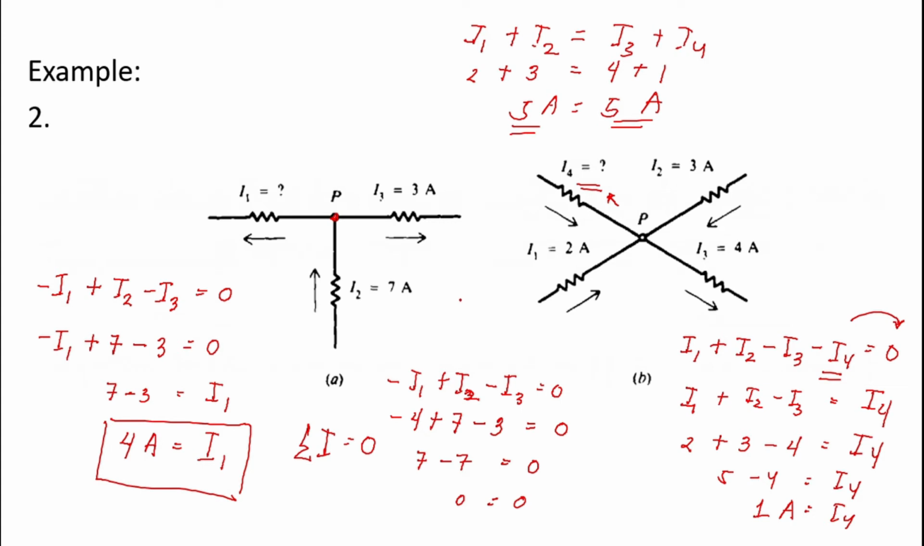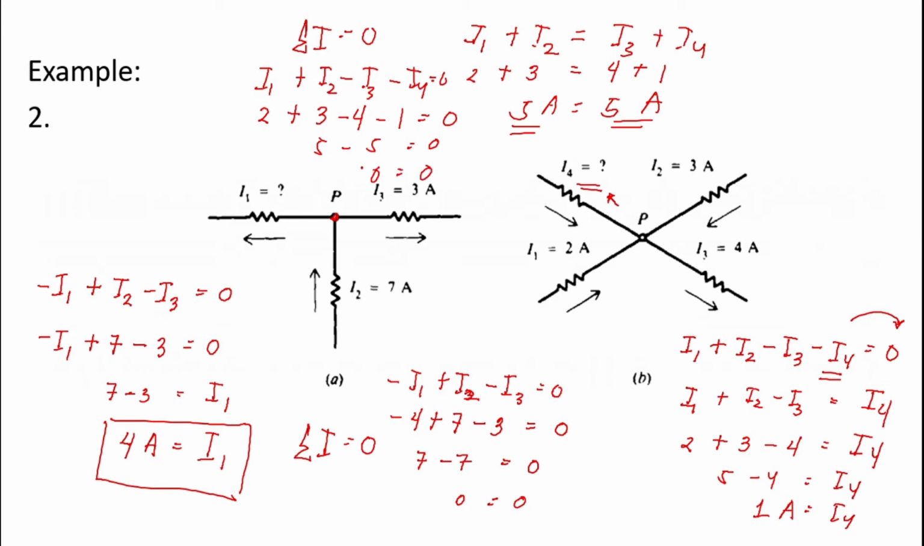Okay? Now, for the other definitions of KCL, so we have the current along the circuit is equals to 0. Ito yung gagamitin natin na equation. So, I1 is entering, I2 is entering, I3 is leaving, and then I4 is leaving the junction is equals to 0. So, I1 is equals to 2, plus I2 is equals to 3. Then I3 is equals to 4. It's leaving, so minus 4. I4 is leaving, minus 1 is equals to 0. So 5 minus 5 is equals to 0. 0 is equals to 0. That is for the KCL.